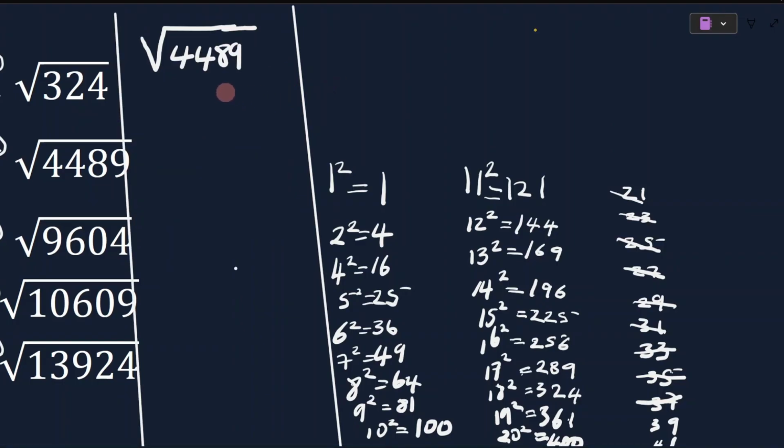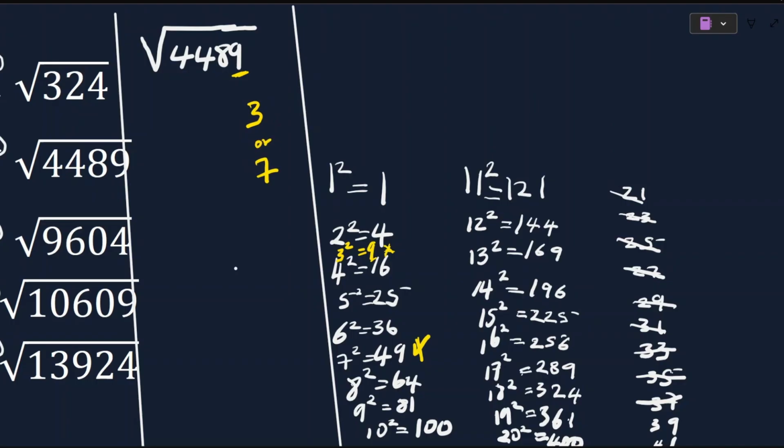Let's solve the second one. The second one is the square root of 4,489. So again, we concentrate on the last digit, which is 9. Then we look out for numbers which when squared give an answer whose last digit is 9. 3 squared is 9, and 7 squared gives us 49, and 9 is the last digit in 49. So it means that our answer will end with either 3 or 7.